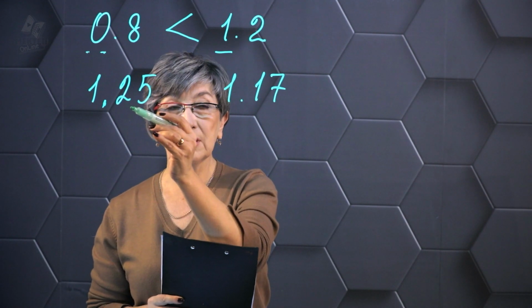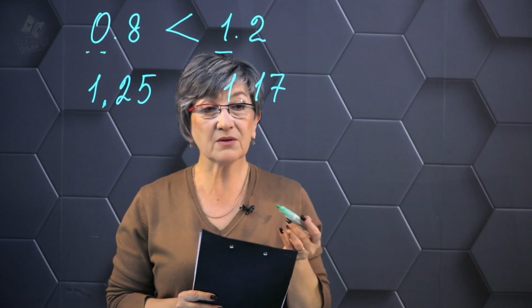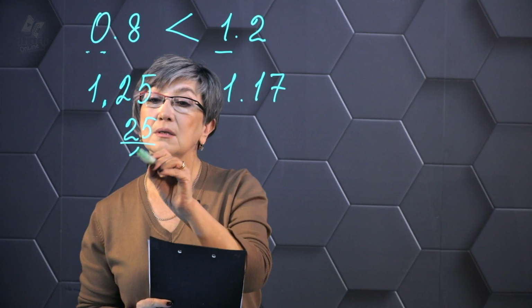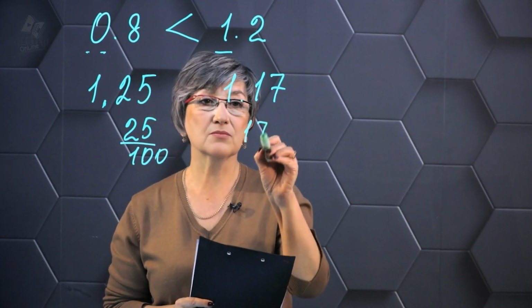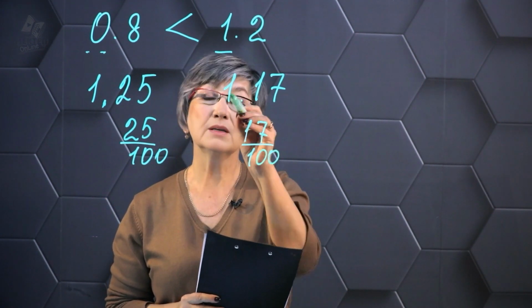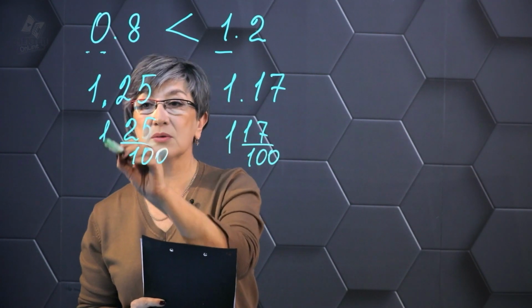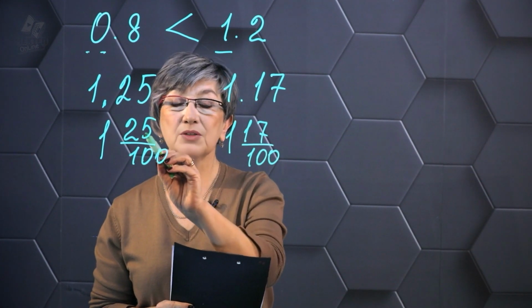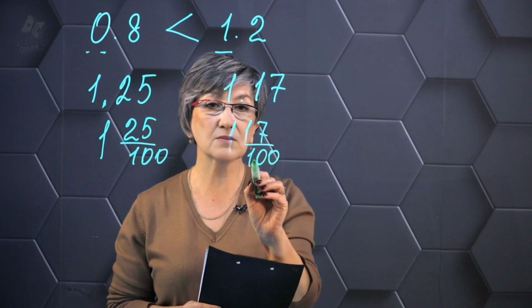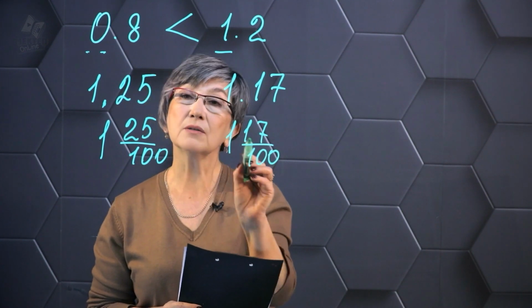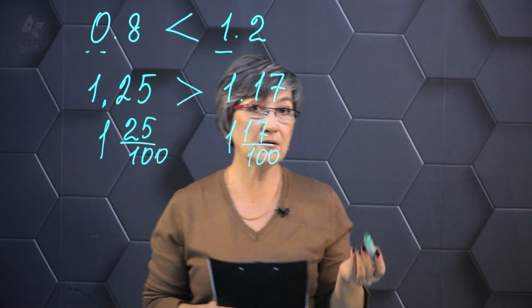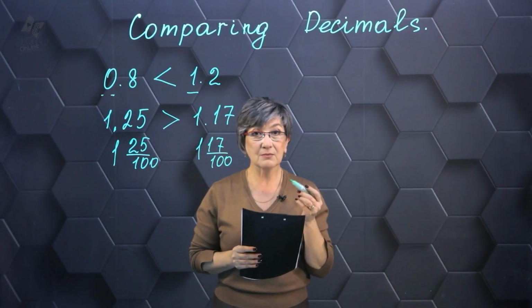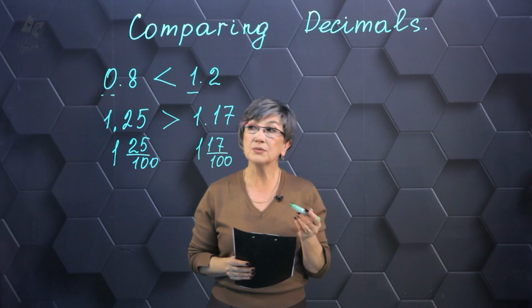This is 25 hundredths and this is 17 hundredths. We know how to compare fractions. So I'm going to write down 25 hundredths and 17 hundredths. And let's still write the whole part. One whole part and one whole part. So the whole parts are equal. We're comparing the fractional parts. 25 hundredths and 17 hundredths. Of course, 25 hundredths is greater than 17 hundredths. So I put a greater sign. To compare decimals, we just need to compare the whole parts and then the fractional parts.